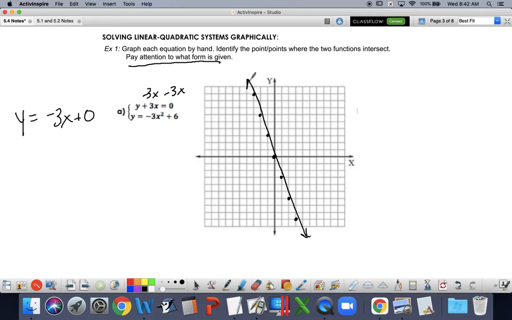All right, so we've got our linear equation. Try to draw that as straight as possible. Maybe I could do a little bit better there. There we go. Now, let's go ahead and look at our second function, which is the quadratic, right?